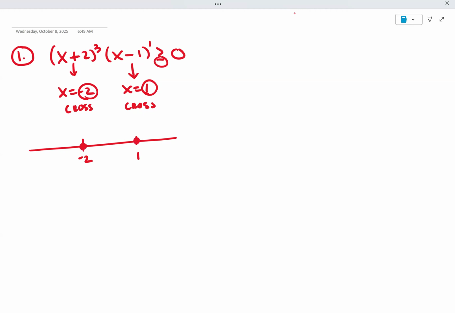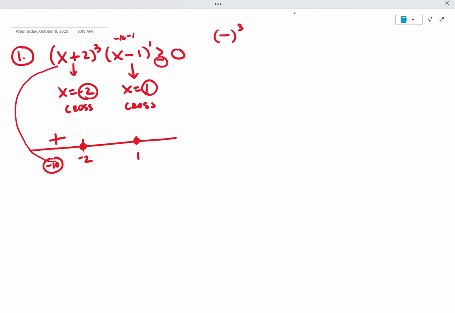I need a test point to the left of -2. Surprise, I'll pick -10. Where am I putting the -10? I'm putting it in for x. So -10 plus 2 is a -8, but a negative to a third power is a negative. -10 minus 1 is a -11, and a negative times a negative is a positive. So that means on this interval, the function is positive.